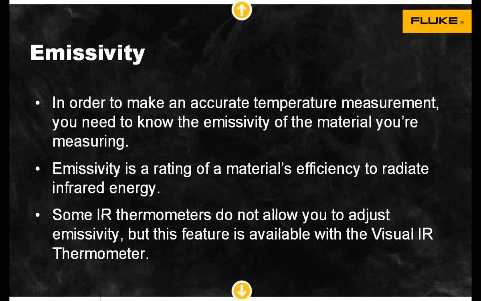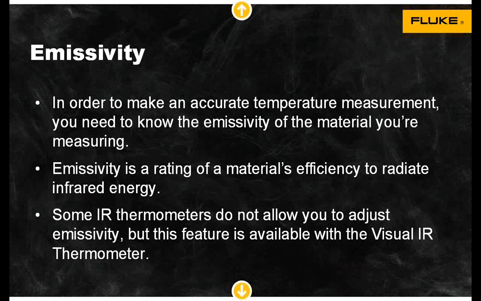Emissivity. In order to make an accurate temperature measurement, you need to know the emissivity of the material you're measuring. Selecting the correct emissivity will have a big impact on the accuracy of the object you're measuring. Emissivity is a rating of a material's efficiency to radiate infrared energy. All materials on the planet have an emissivity rating.